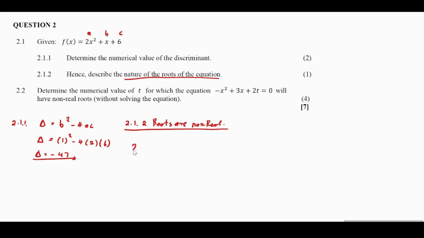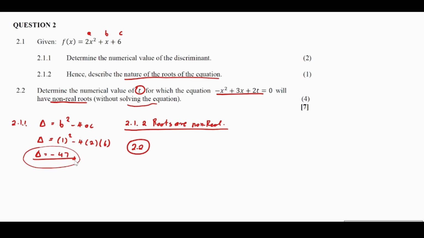And then 2.2, question 2, guys, is 3 marks. Determine the numerical value of t for which this equation will have non-real roots without solving the equation. Okay, they've just given you an idea of what is meant by non-real roots. So it means that your discriminant must be less than 0. By less than 0, we are looking at anything that is negative.